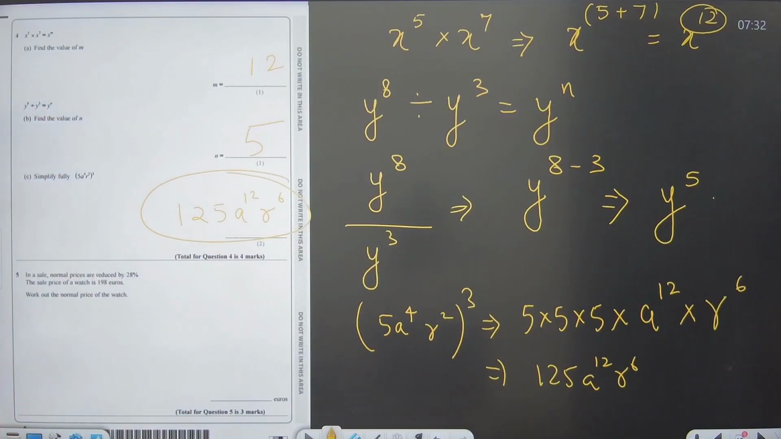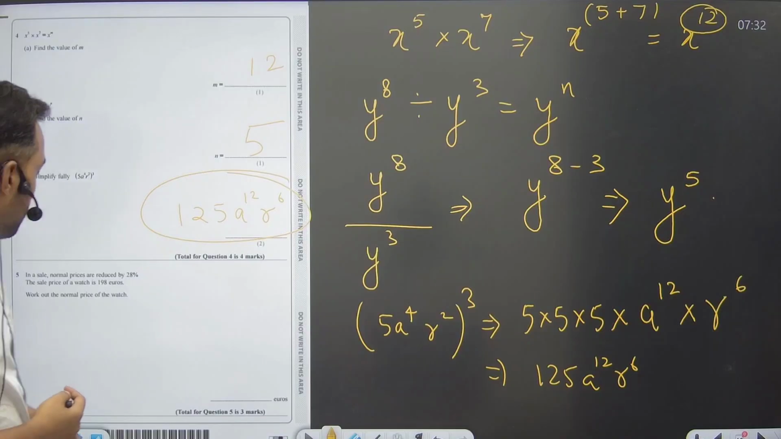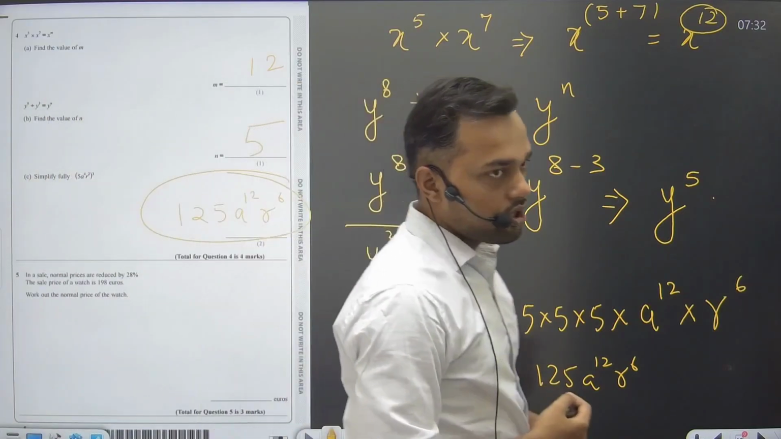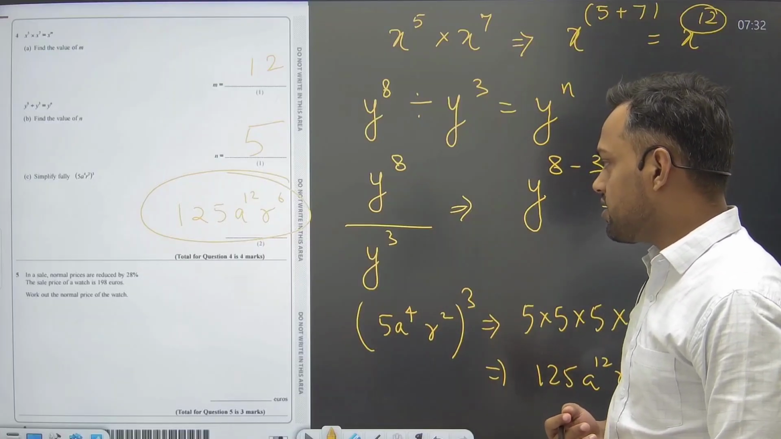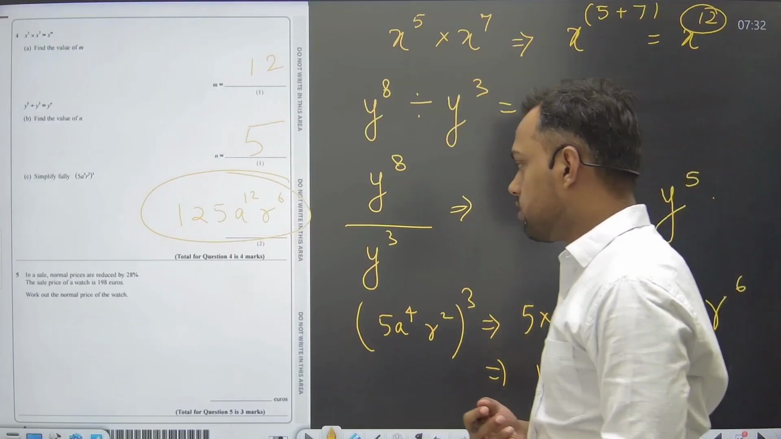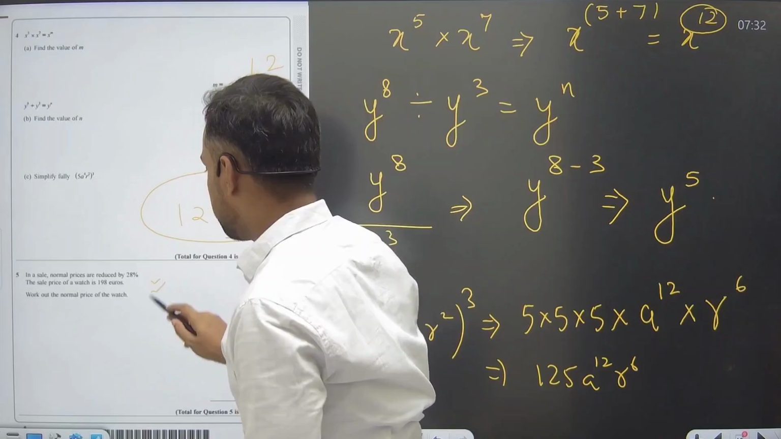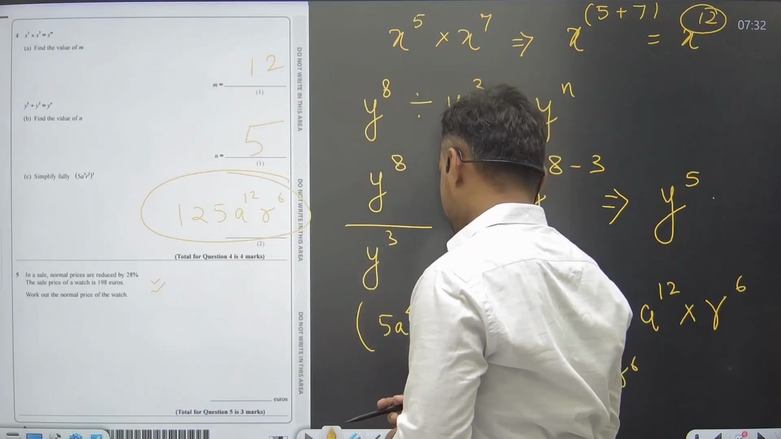Now let's come to the next question. In a sale, normal prices are reduced by 28%. The sale price of a watch is 198 euros. Work out the normal price for this watch.